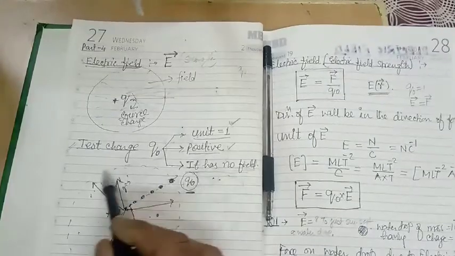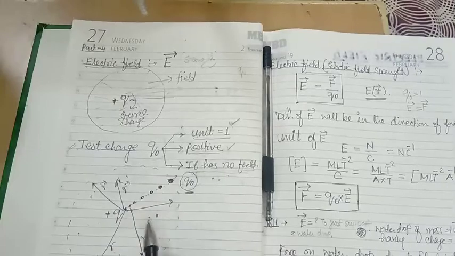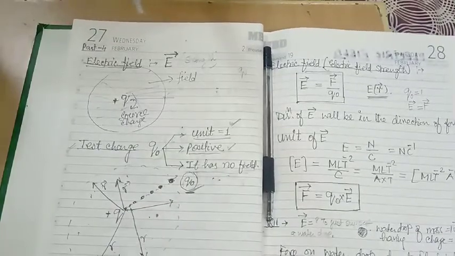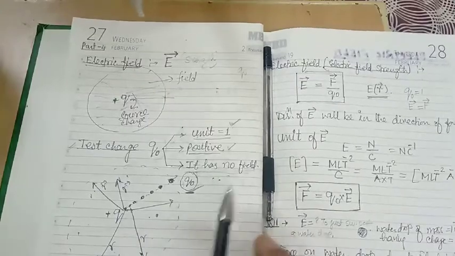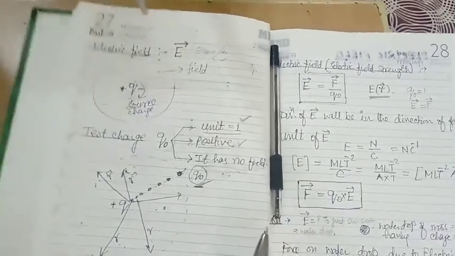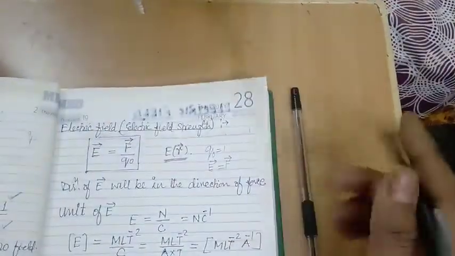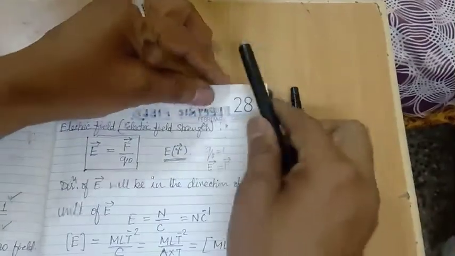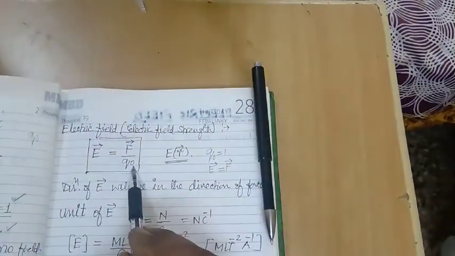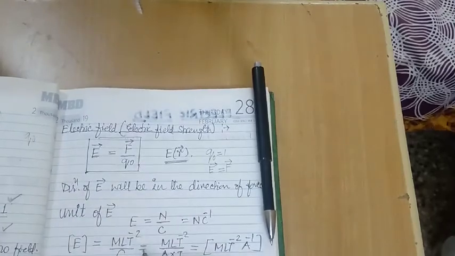So the area around a charge up to which another test charge experiences a force is known as electric field or electric field strength. By definition, electric field strength is denoted by E is equal to F upon Q naught. The force experienced by the test charge, this is called electric field.